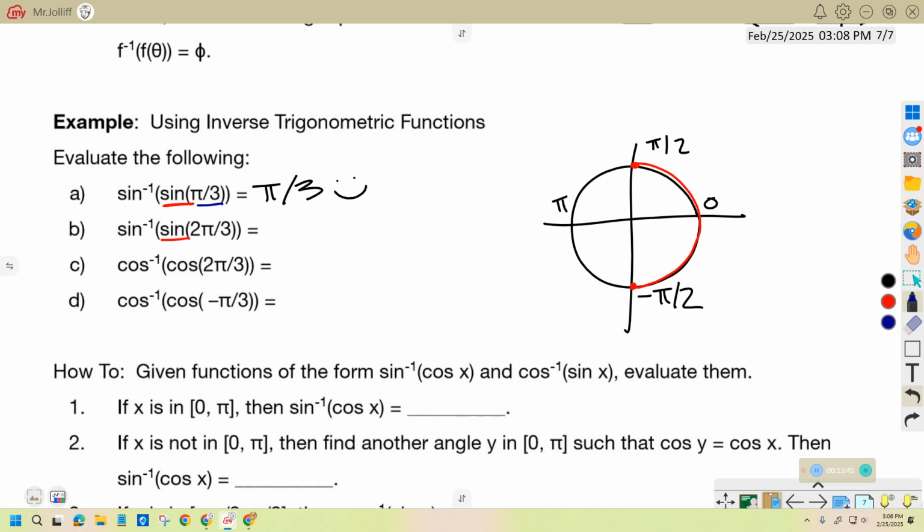And we're going to plot the angle that they gave us. 2 pi over 3. Bigger than pi over 2 or smaller than pi over 2? I see a couple thumbs up. Yeah, just a little bit bigger than half pi. So the angle that I have is right here. That makes me unhappy. That's not in the red zone. I need to find a point with the same sine value, the same y value.